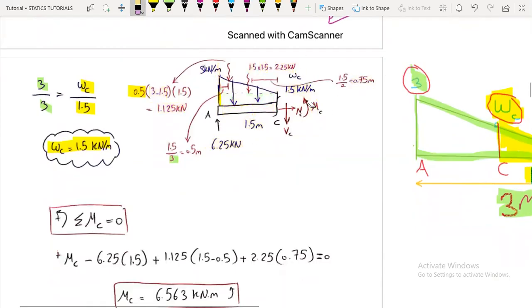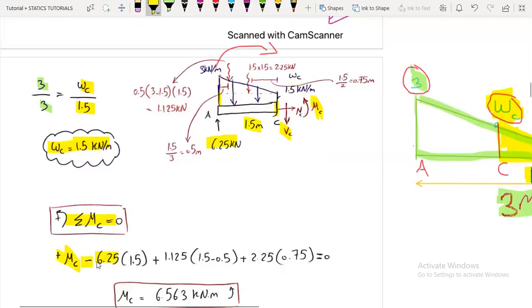I have started with the summation of moments about point C. It's acting counterclockwise, so positive MC. I'm taking it at point C to get rid of the shear at C, so it's not included in our equation. Here also I have 6.25 kilonewtons, which is the reaction at A, sorry, multiplied by the distance, and it is rotating clockwise, so it is negative.